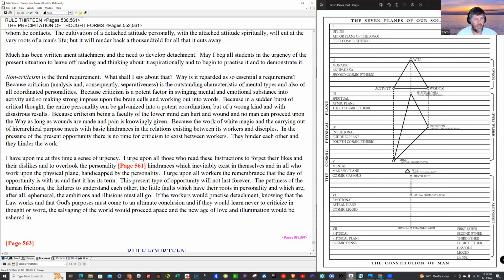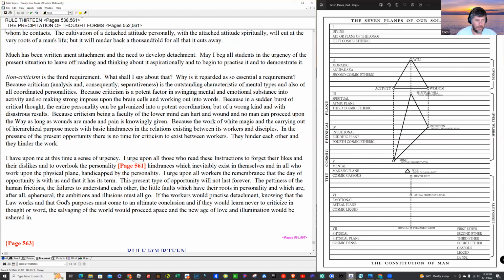Much has been written on attachment and the need to develop detachment. May I beg all students, in the urgency of the present situation, to leave off reading and thinking about it aspirationally and to begin to practice it and demonstrate it.